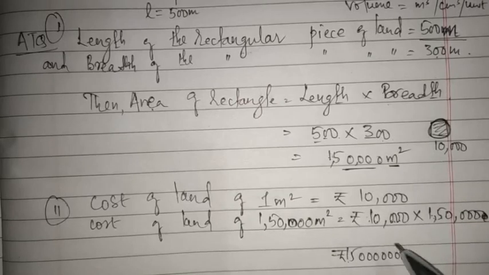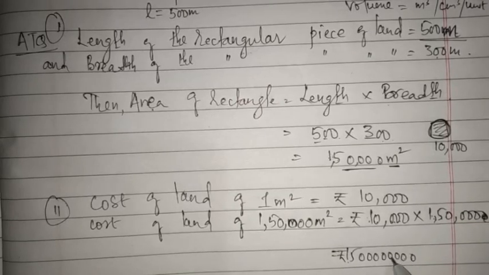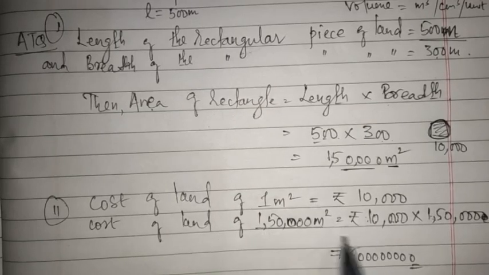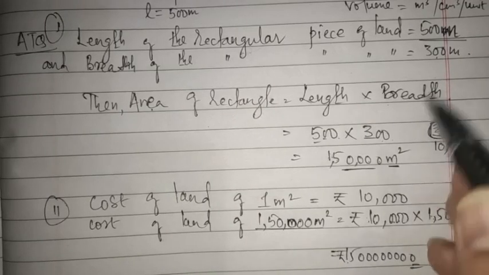So what is the cost? It is ones, tens, hundreds, thousand, ten thousand, lakh, ten lakh, crore, ten crore, million. So you may say 15 crore at around. Okay, so this is the cost of 1,50,000 meter square land. So the area is very big.